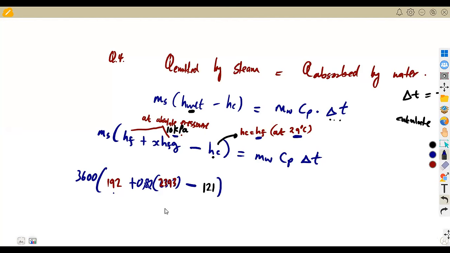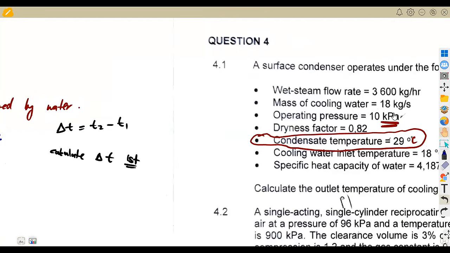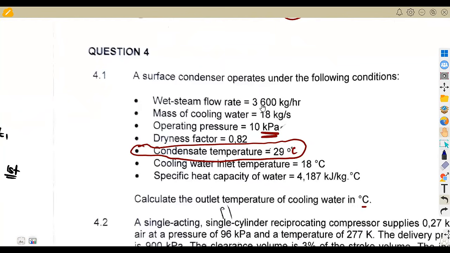So that was it, from our steam table. Then we are just going to substitute the mass of water. We have everything here from our information, the mass of cooling water. But now we have to convert this one.